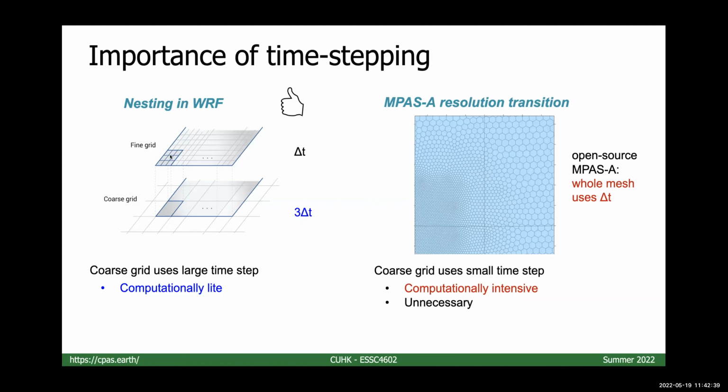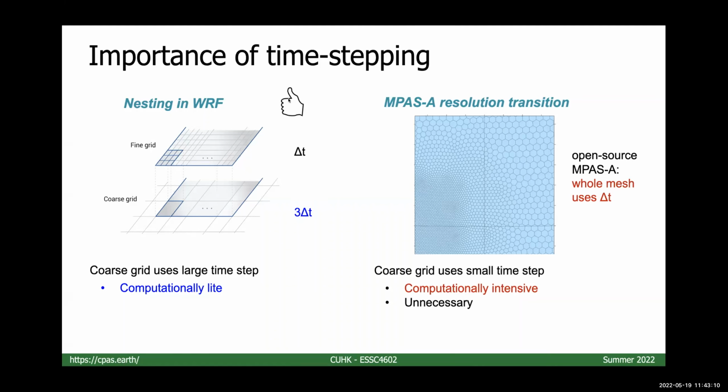In WRF, we are free to use a smaller time step for the fine grid. And for the coarse grid, using the proportionality relationship, you can use a larger time step. And in WRF, you can configure WRF to use a larger time step for the coarse grid. Here, the spatial resolution is 3 times coarser, so the time step can be 3 times larger.